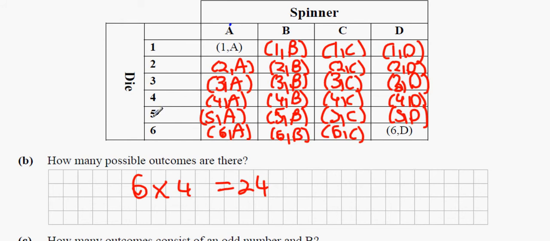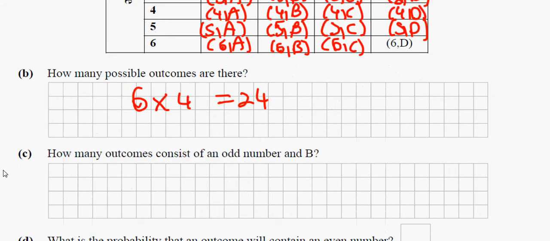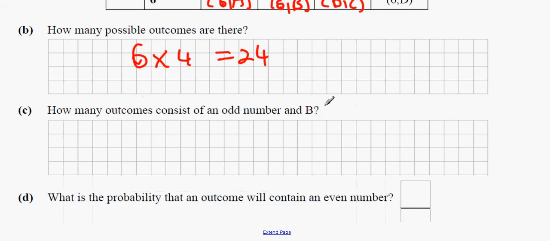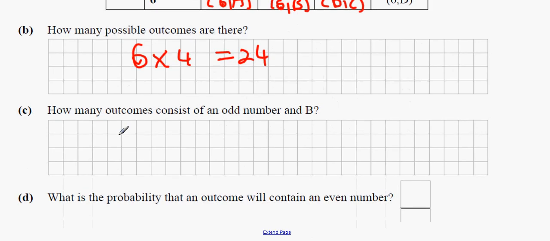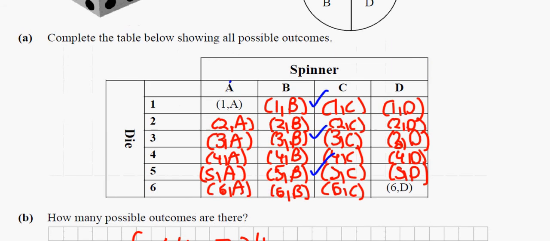Okay, next one. How many outcomes consist of an odd number and big? So odd numbers and big. So 1, 2, 3. 3 outcomes. Okay, so 3 results come out with an odd number and big.